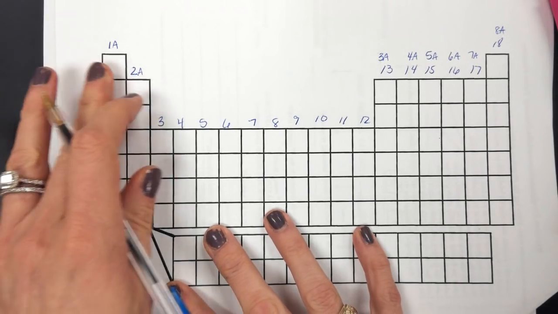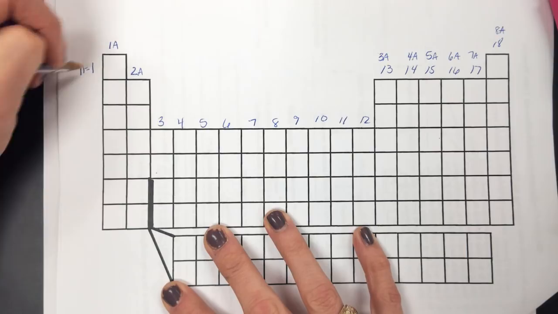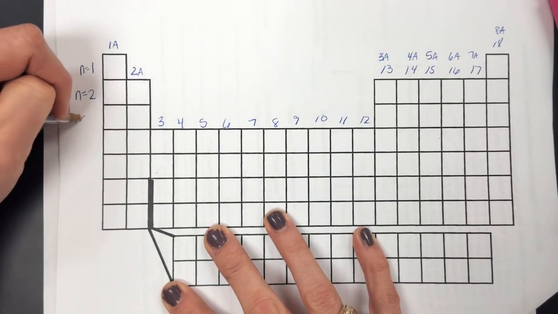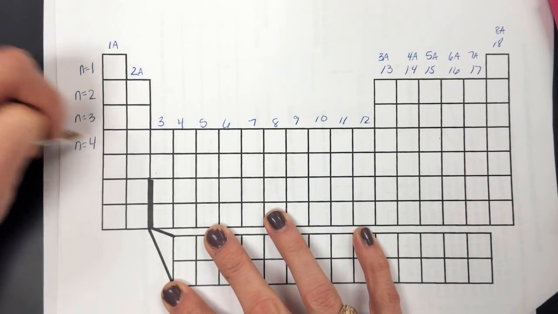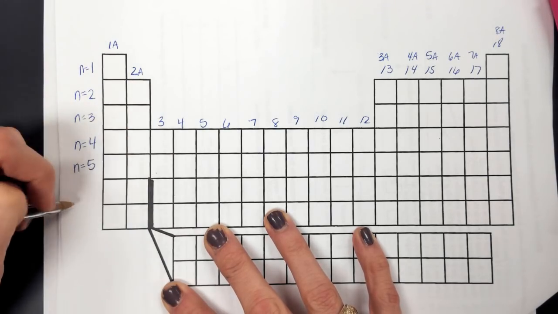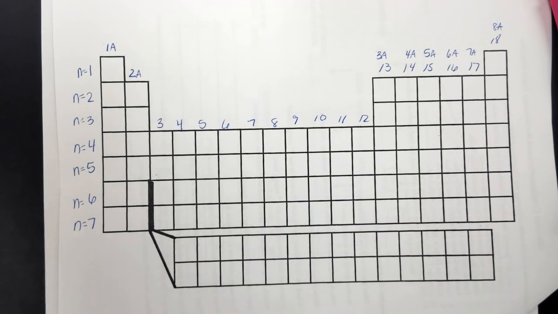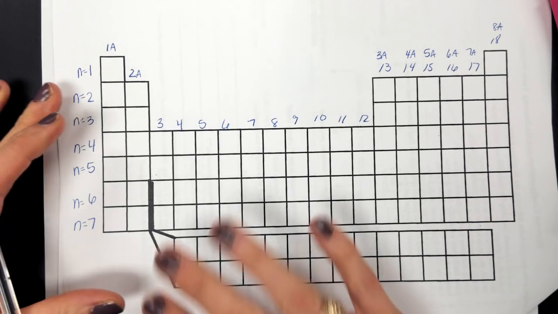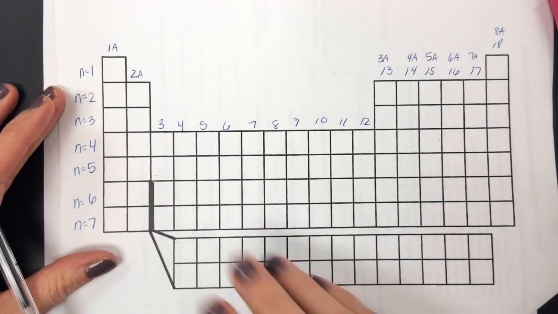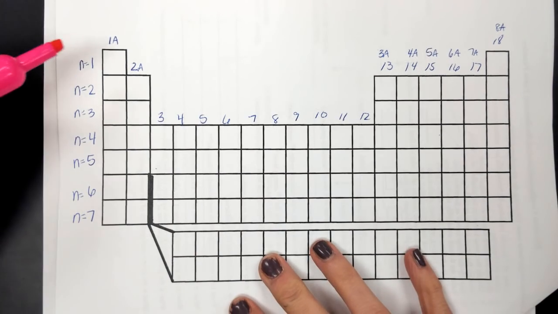Then we're going to label the periods, those horizontal rows: n equals 1, n equals 2, and I'm saying n equals each time because remember, those also represent your energy levels. So we are going to come back and renumber some of these energy levels in a moment, but now is not the time because you need to understand something first.